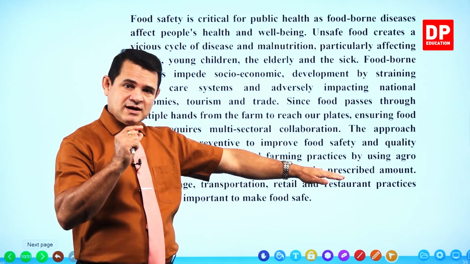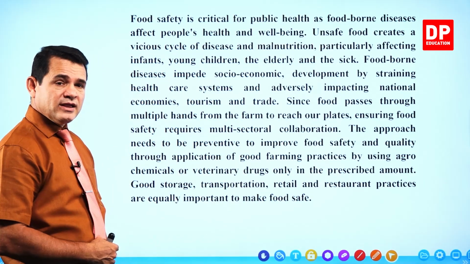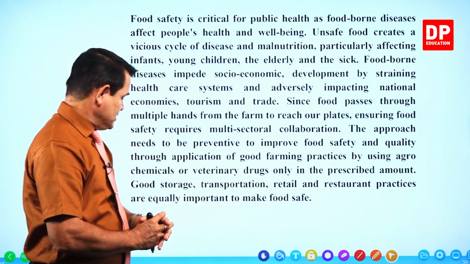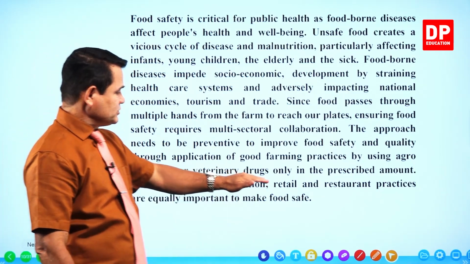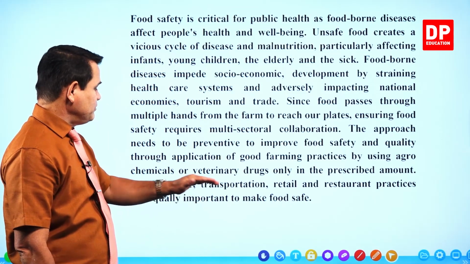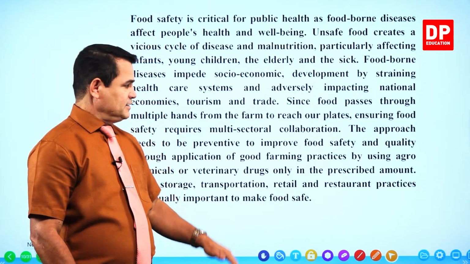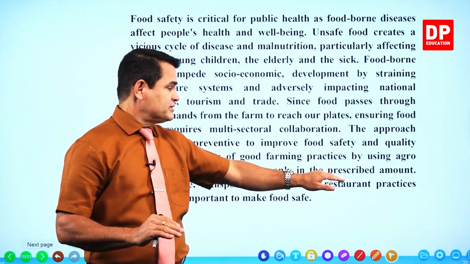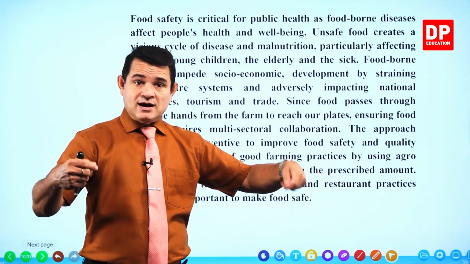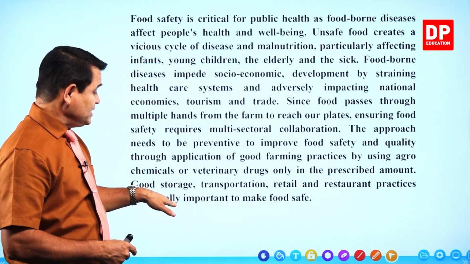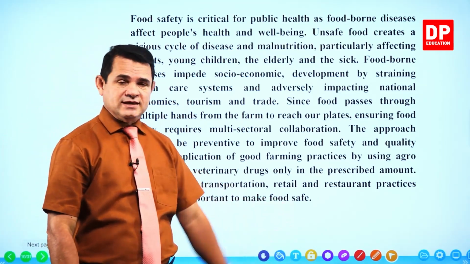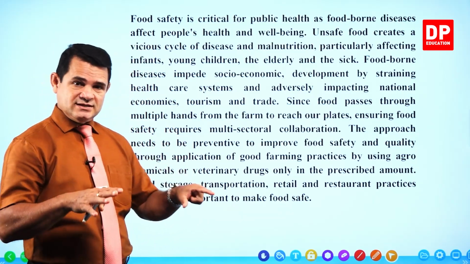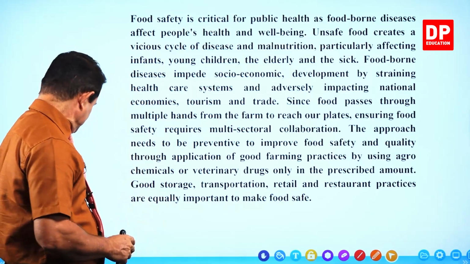Only in the prescribed amount, only the specified quantity, and also good storage should be good. Not only farming, but also storage, transportation, and also retail and restaurant practices are equally important to make food safe. Retail trade, and cooking food in restaurants, those processes are equally important. Each of these is equally important to bring food to a safe, good condition. That means all these sectors are important and responsible.